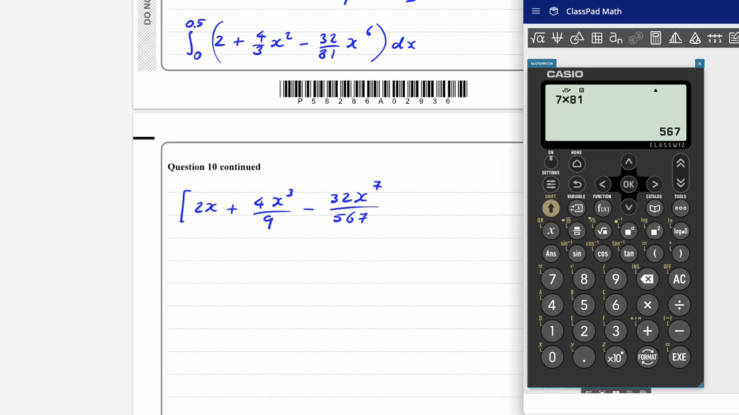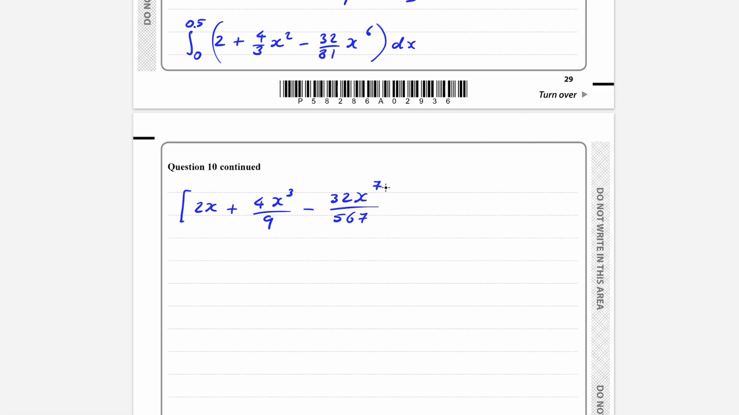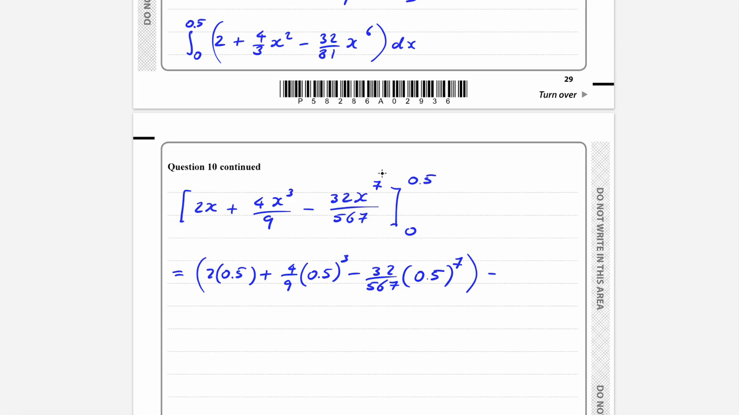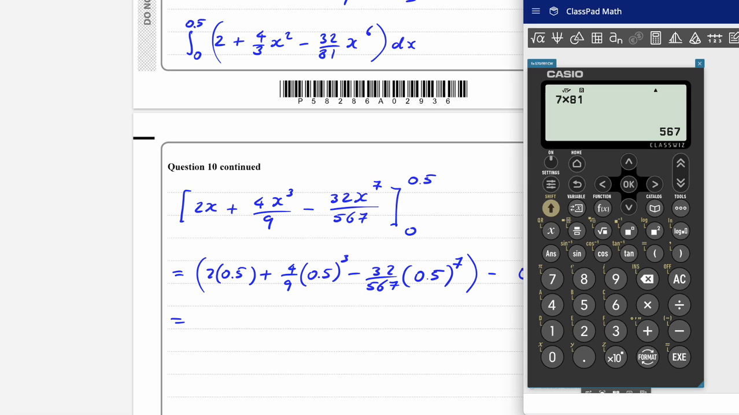5, 6, 7, x to the 7. Okay, nice. Close this, and it's from 0.5 to 0. So this will become 2 times 0.5 plus 4/9 times 0.5 cubed minus 32 over 5, 6, 7 times 0.5 to the power 7, and then minus, so we sub in the top power, and then we subtract and we sub in the bottom power, and when you sub in that bottom power, it's just going to be 0, because 0, 0, 0, and then this, whatever this is, with the calculator.